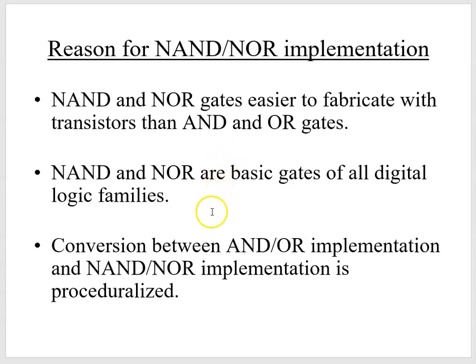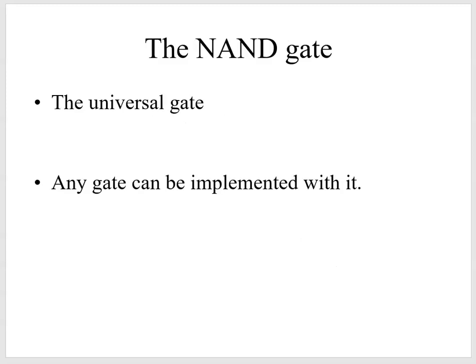So our conversion between implementation with AND gates and OR gates to NAND gates and NOR gates is proceduralized, and that's what we'll look at in this module. Again, in this video specifically for the NAND gate. It is the universal gate. We can implement any gate with a NAND gate.